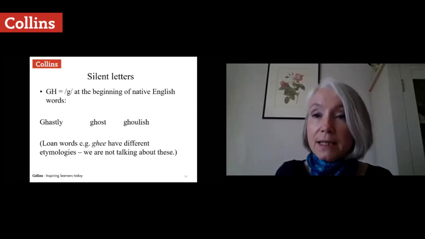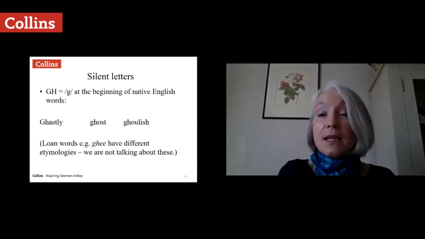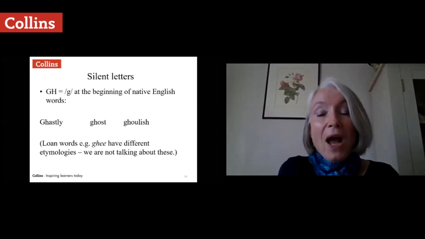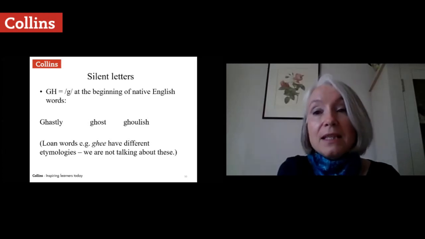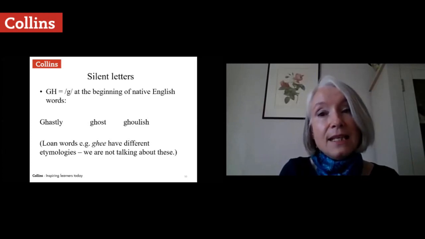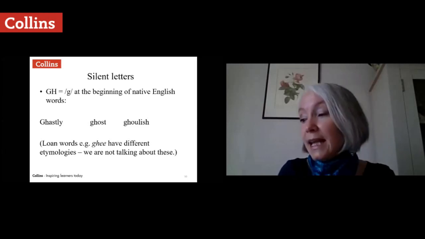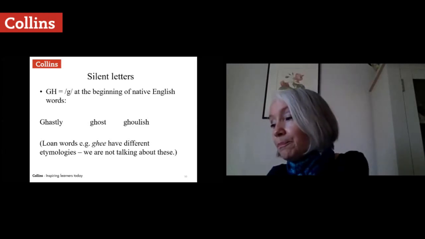Some we lost because the pronunciation of the language changed, and we don't know why, perhaps through laziness. Some were added because the pesky spelling reformers wanted to add them in. So different reasons for silent letters in English, and we just have to learn them, and our students, sadly, just have to learn them.